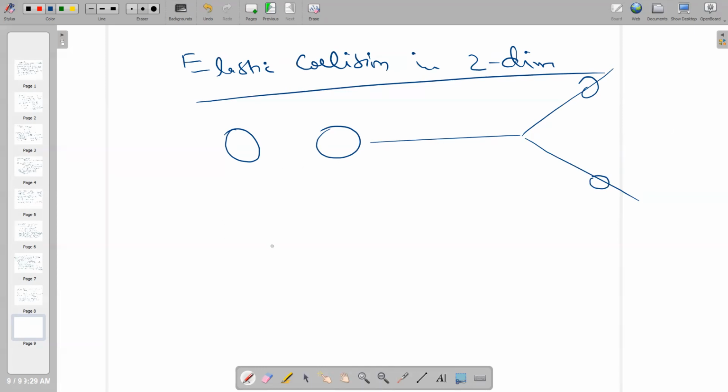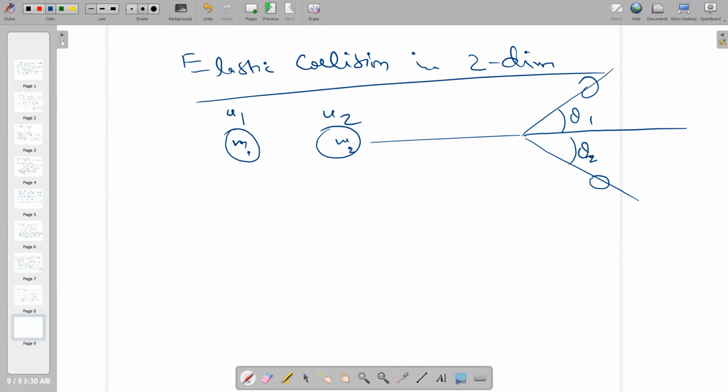To solve the equations, what will we do? Suppose this is M1 and this is U1, the initial velocity. This is M2 and U2. They collide with each other. After collision, they should go in this path, but one is moving in this way and the other is moving in this way. And this is making an angle θ1 and this is making an angle θ2.